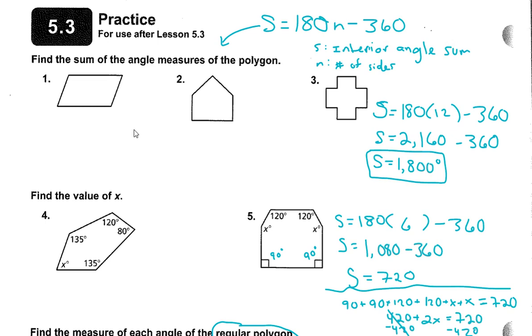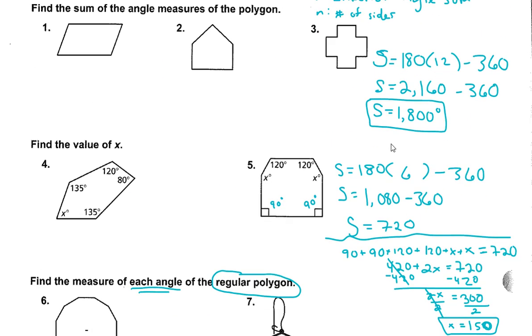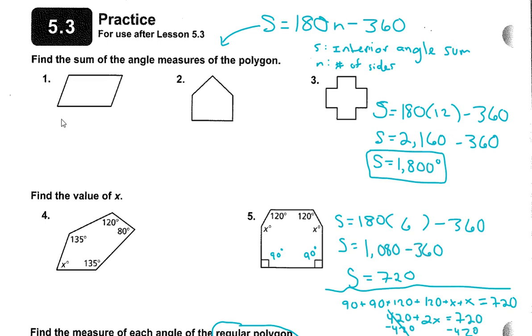So in this video, we're going to finish going through the 5.3 practice worksheet. I already went through a couple of these, so you can see the other video that I posted to Google Classroom, but let's go ahead and finish up the other ones. So find the sum of the angle measures of the polygon.